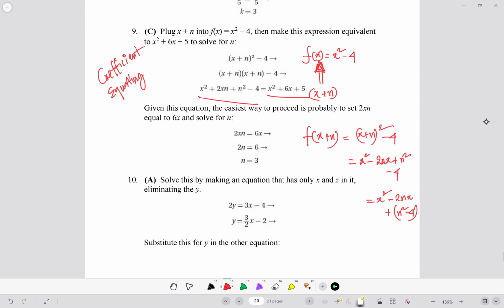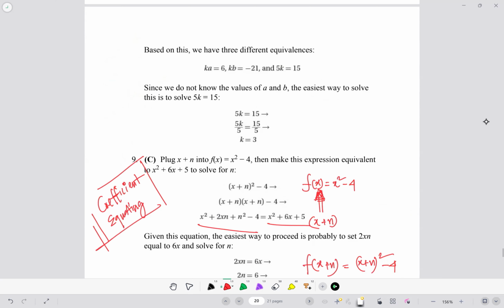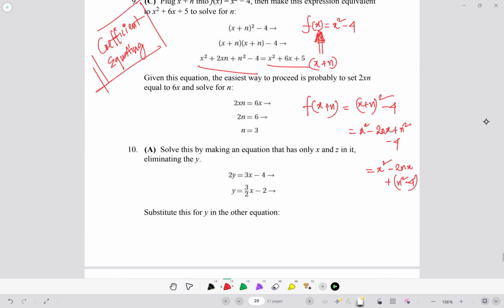Do you understand what is coefficient equating? I know what you're talking about, but I forgot what it looks like.